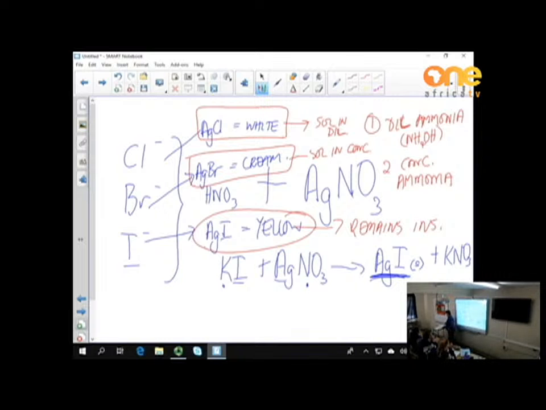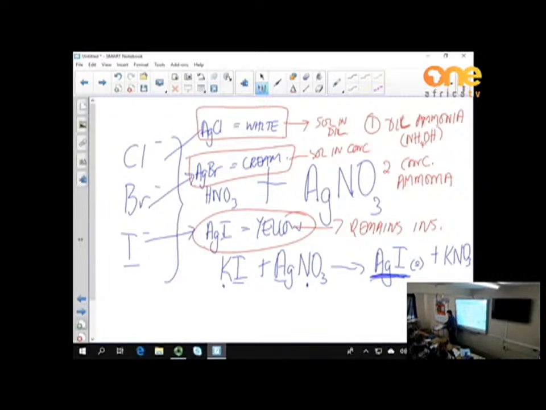The test for halides in your textbooks, page 45, they say the reactions of halides with silver nitrate solution, followed by some dilute ammonium hydroxide, is the standard way of distinguishing between them. In the table, they show clearly chloride is a white precipitate, bromide is a cream, iodide is a yellow precipitate. Fluoride doesn't form a precipitate. There's a different way to test for that. It's not part of your syllabus.